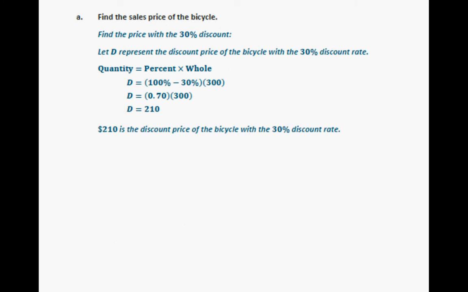So let's find the sales price of the bicycle. Well, applying the 30% discount, that means that we would do 100% minus 30%, or 1 minus 3/10 or 30 hundredths, and that would give us 70%, or 70 hundredths. When we multiply that by 300, we get 210, which $210 is the discounted price of the bicycle with a 30% discount rate.